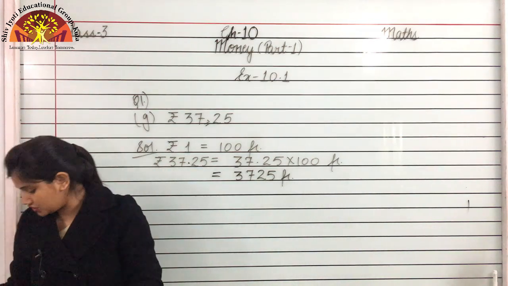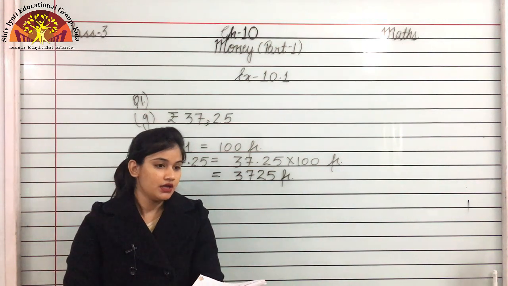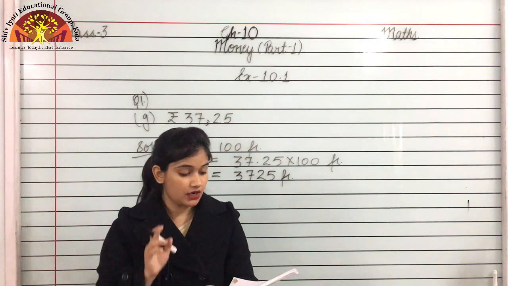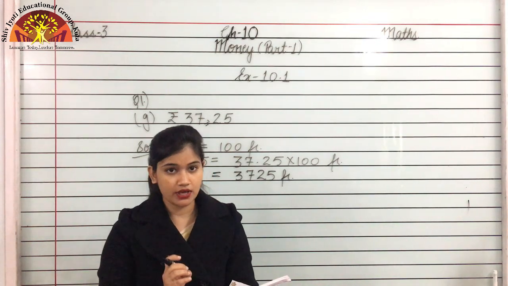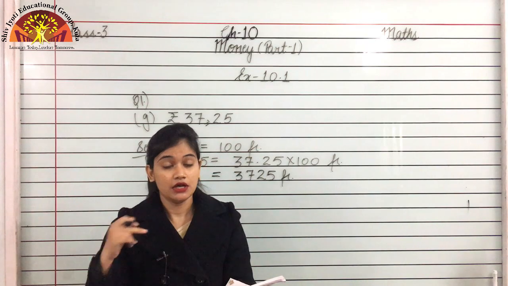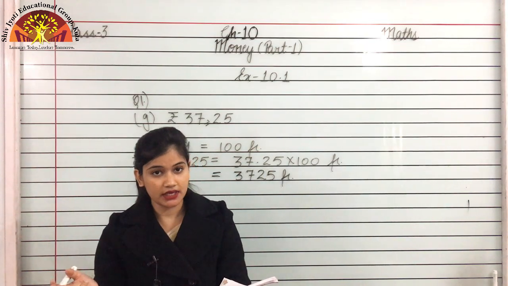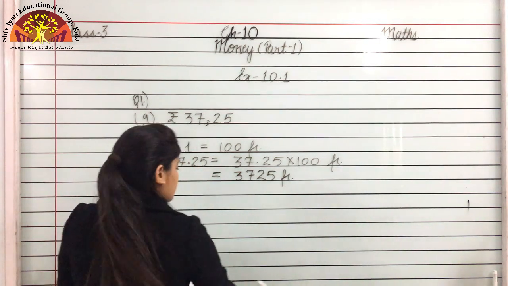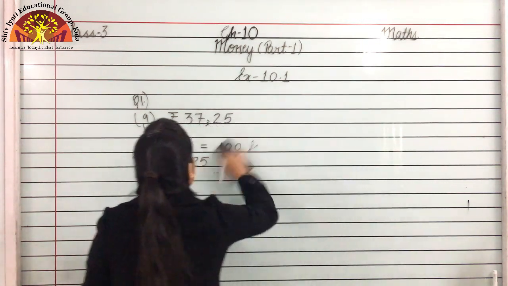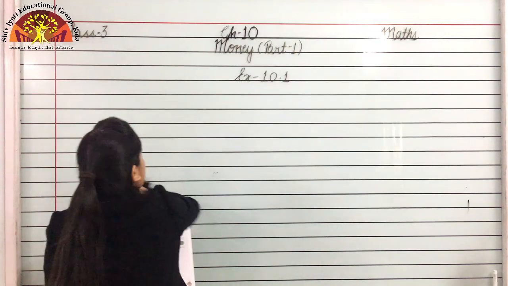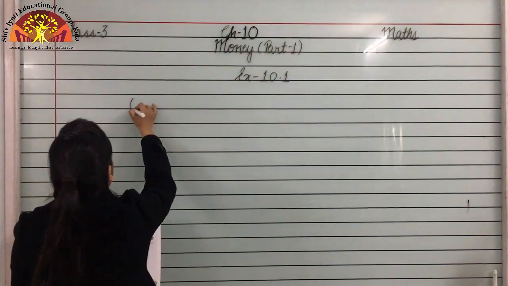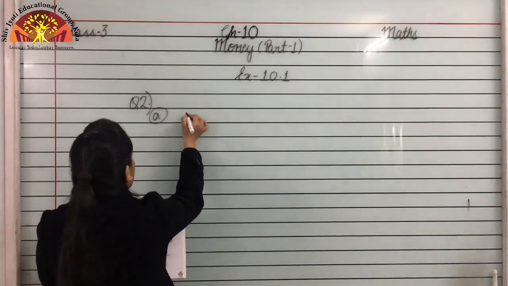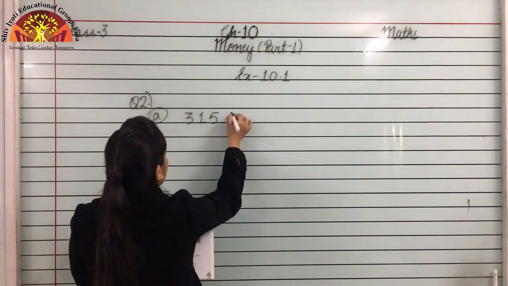Now we'll take the next question, that is question number 2. In question number 2, we have to convert the money in paise to rupees. Now in this question we have paise, okay, and we have to convert it into rupees. तो paise to rupees कैसे convert करेंगे? Now this time we have to do just the opposite of question number 1. I am taking the A part of this question: 315 paise.